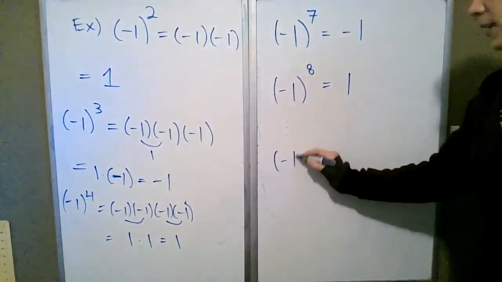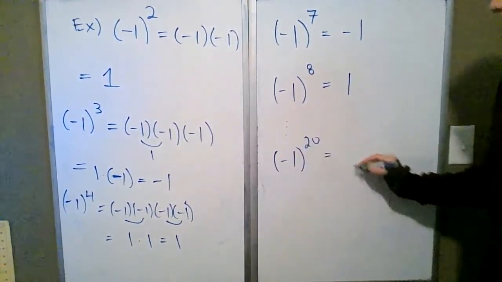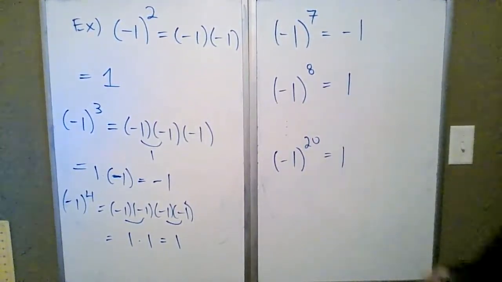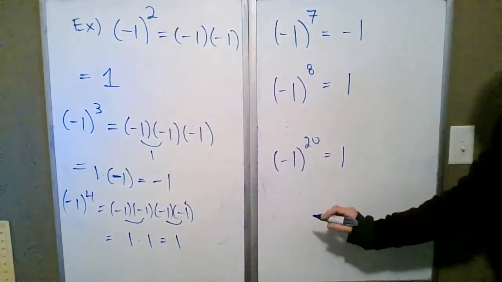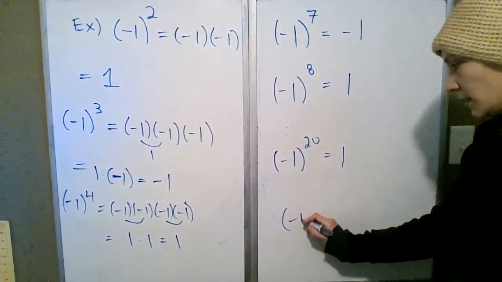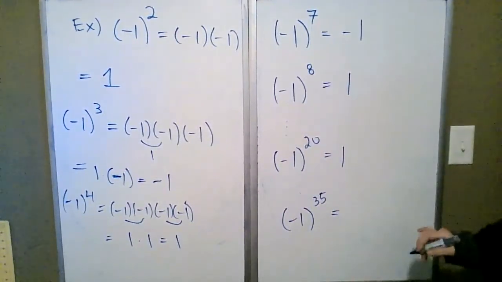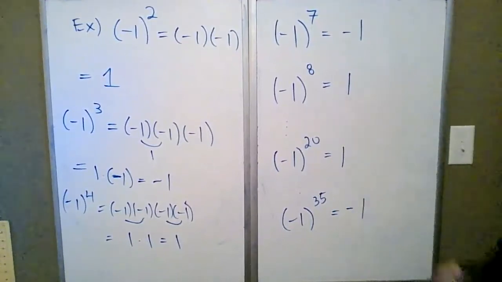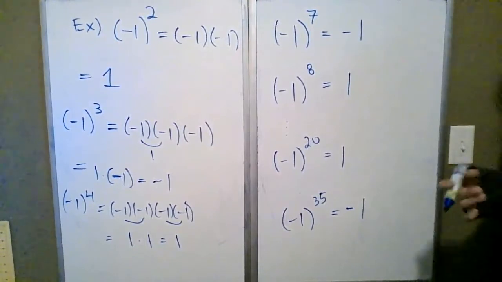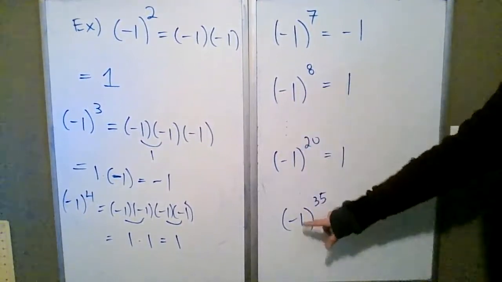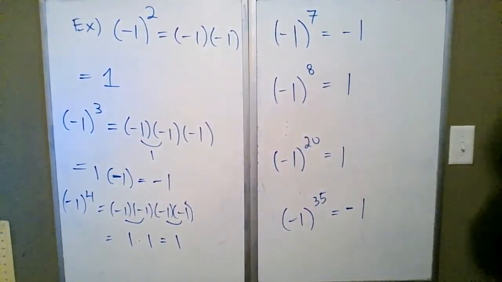Let's do negative 1 to a power of 20. 20 is even, so the answer is positive 1. Let's do negative 1 to the 35th. 35 is odd, so this is a negative 1. And then when I have a big expression with a power on it, I do kind of single out this little negative number. You don't have to do that, but it helps me to just really break apart the problem.